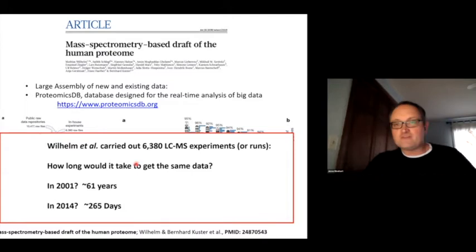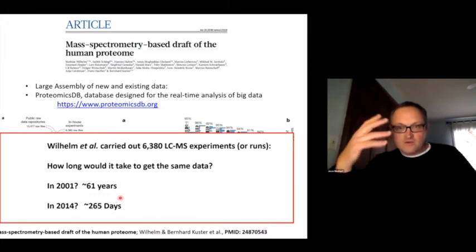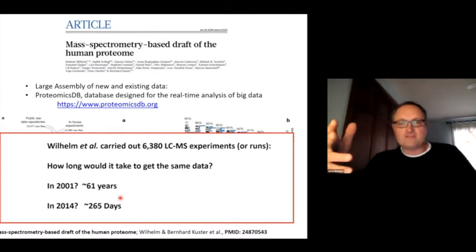Say you took nearly 6,000 measurements on your own in your own lab, okay? In this case, in the lab of Bernard Kuster. If they used 2001 technology, it would have taken them 61 years. So you can already do the math. If they had started and kept on that course, they wouldn't be done, okay? But in 2014, which we can estimate is about when they started working on this story, using 2014 technology, it took them a little bit less than a year, okay?